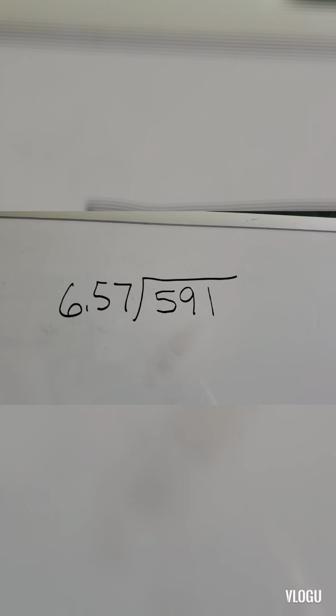Can I take 6 from 0? No. I've got to turn that into a 0, move it over so it's a 10. 10 minus 6 is 4. Can I do 0 minus 5? No. This 9 becomes an 8. That becomes a 10. 10 minus 5 is 5. 8 minus 2 is 6. 5 minus 5 is 0.